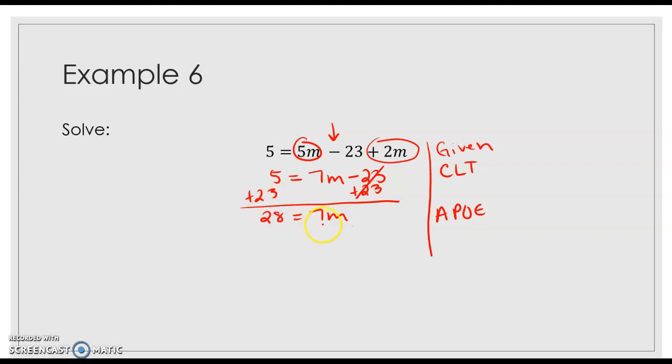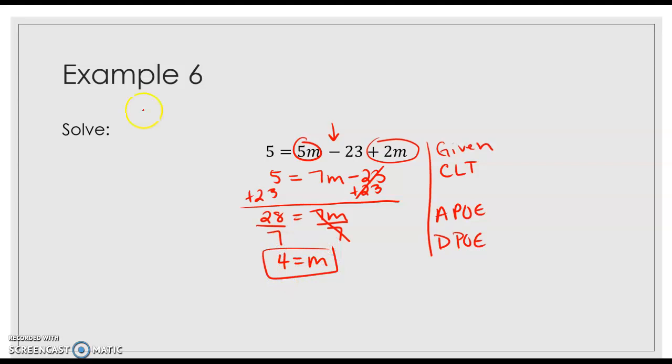And then I divide both sides by 7. And so since I'm dividing, that's going to be the division property of equality. And so 28 divided by 7 is 4. And so m equals 4.